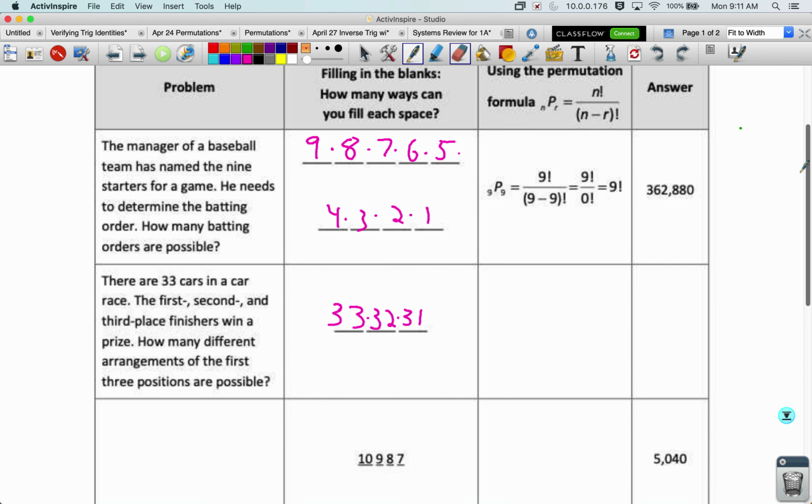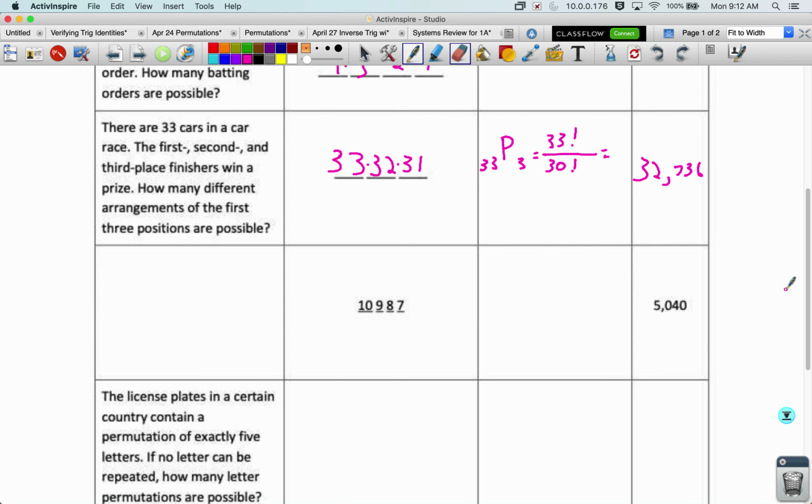All right, let's put this into the formula the way that it shows us. So first we got to write it with the P's. So it's 33 pick 3. That's how I say that. This is going to be 33 factorial divided by n minus r, so 33 minus 3, so 30 factorial, which equals, let's figure this out, 33 times 32 times 31. There are 32,736 ways first, second, and third can occur.